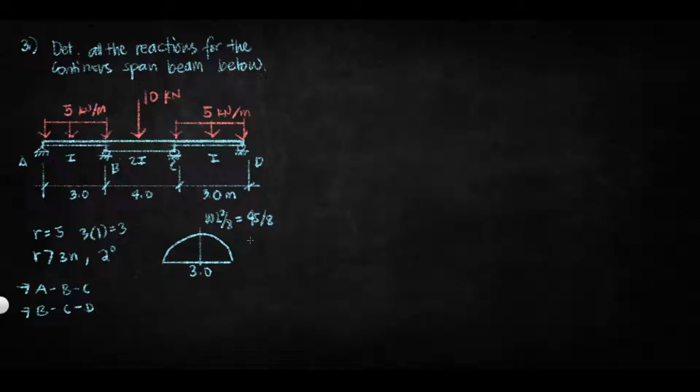So we have 45 over 8 as your maximum height. So in terms of area, ang area nito is 2/3 base 3 times height 45 over 8. So we have here 11.25. Then our A here, or the distance of the centroid to the left point, is equal to, here is kalahati ng 3, so 1.5.